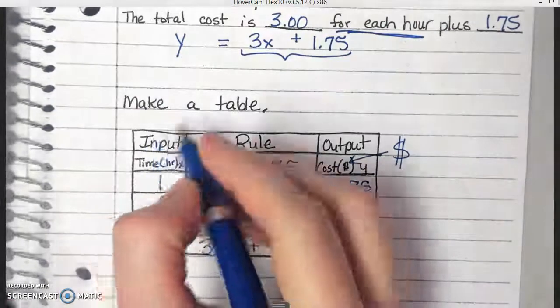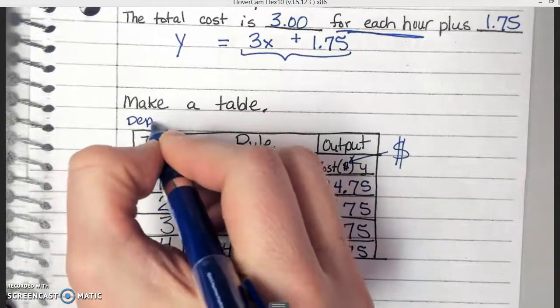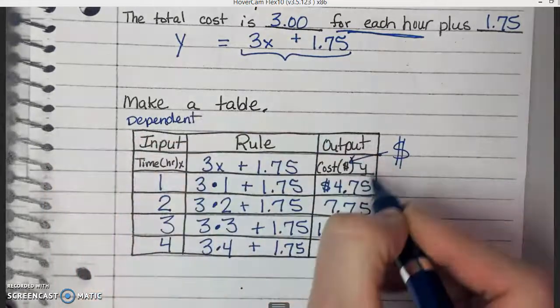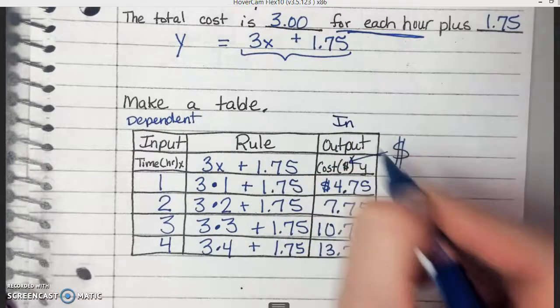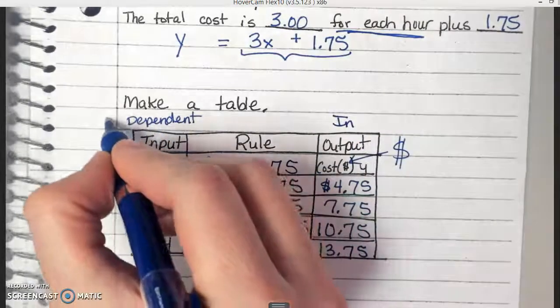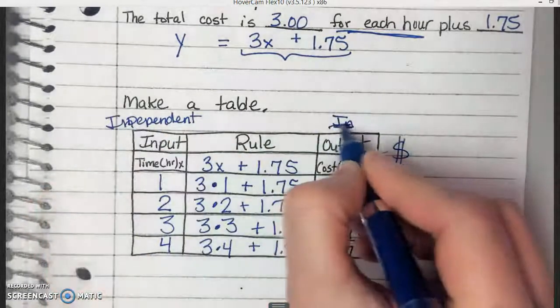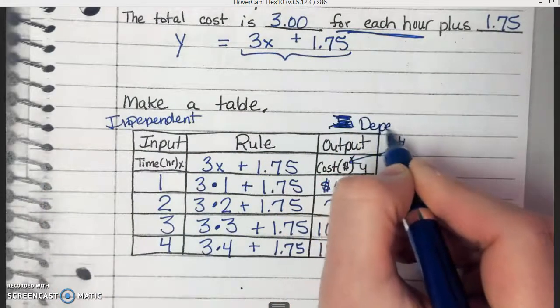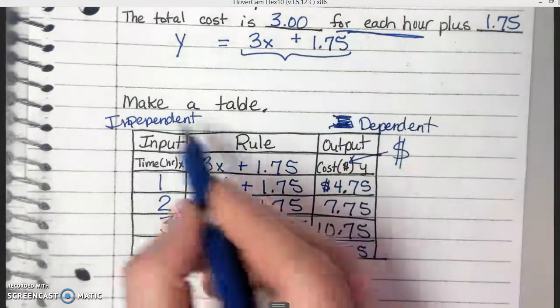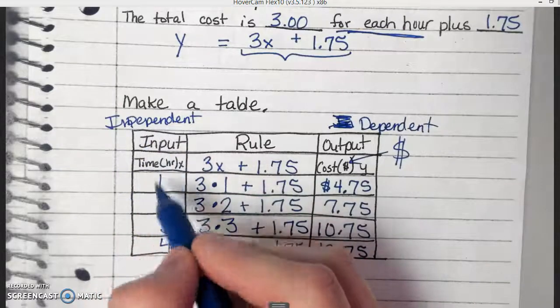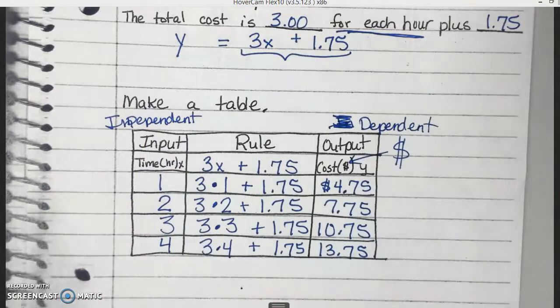So remember, the input, that was our dependent variable. And the output was our, I got that backward, my bad. This is the independent. This is the dependent. Because the cost depends on what I put in. That's why this is input. My output is that dependent because I don't know my output without knowing my input. Does that make sense? Okay. All right, let's go to the next page.